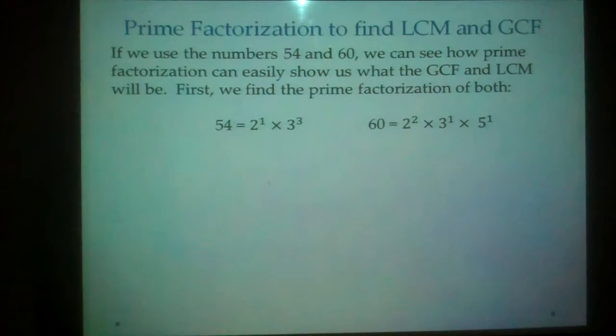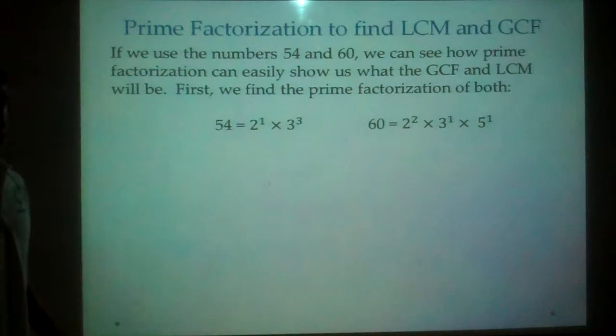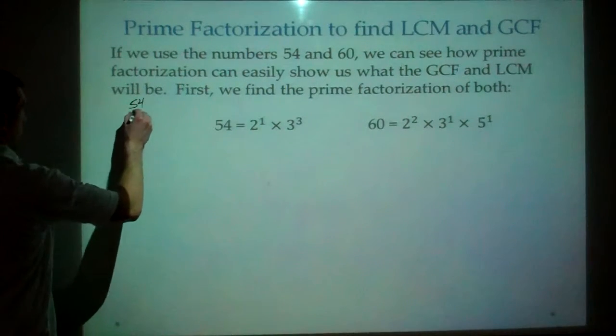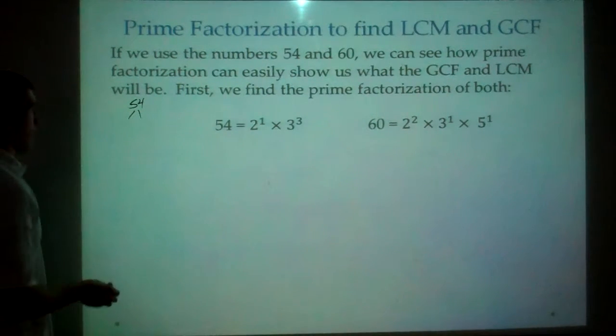Alright, if we use the numbers 54 and 60, we can see how prime factorization can easily show us what the GCF and LCM will be. First, we need to find the prime factorization of both. Remember, prime factorization, and I have them written out already, we break them down into their prime factors.